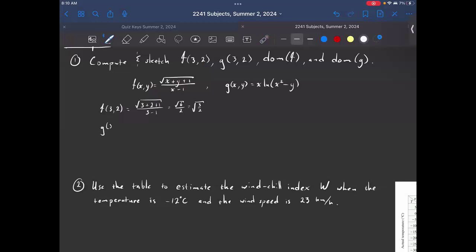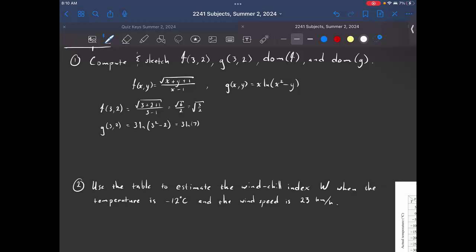Next, we have g. The value of g at 3, 2 is, all right, we have 3 log 3 squared minus 2. That's going to give us 3 times the natural log of 9 minus 2. All right, so nothing particularly special there. We just have two variables to keep track of, and we need to make sure that we plug things into the right places.